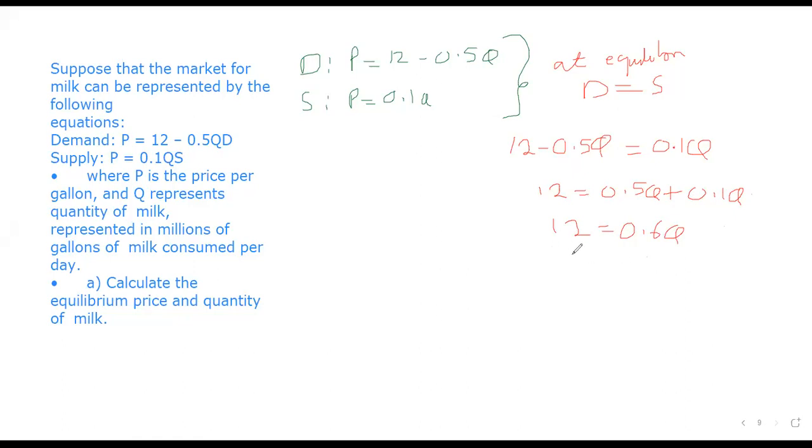Divide both sides by what? 0.6. Divide both sides by 0.6. So what do we get? Cancel here. Then here, what are we getting? 20. So our equilibrium quantity is 20.